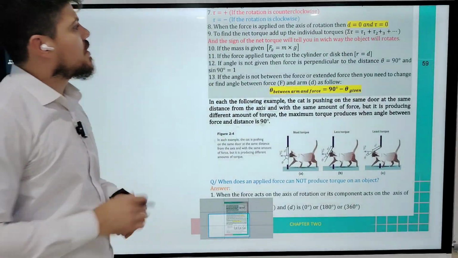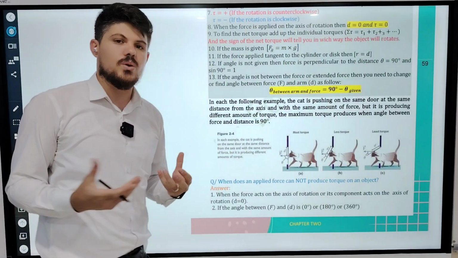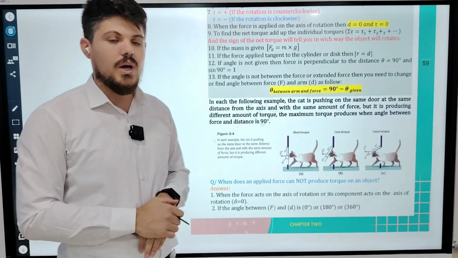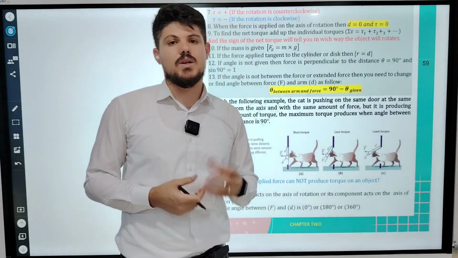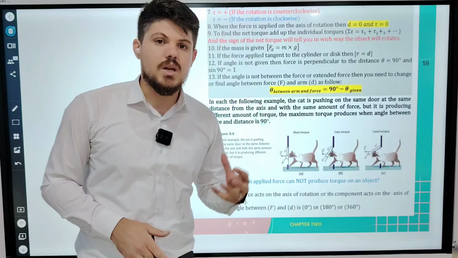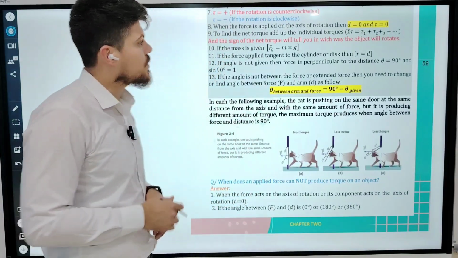To find the net torque, add up the individual torques. For example, if you have more than one torque, how can you determine the net torque? You have to add up all of them. Okay, so you have to pay attention to the sign. If the net torque is positive, it means that the object is rotating counterclockwise. But if the net torque is negative, it means that the object is rotating in the clockwise direction.